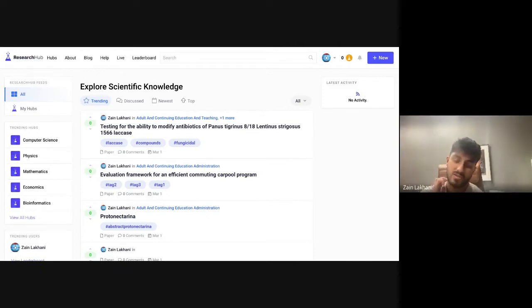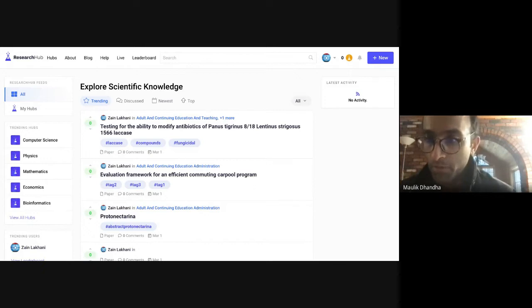Yeah, so it depends on the scope of the search, right? If you're only searching within computer science and there's only one paper tagged as fungicidal, it'll only return that paper. But if you're searching the entirety of ResearchHub for that tag, then any paper in any hub would be returned. So both options will be available. Yes. Okay. Thank you.